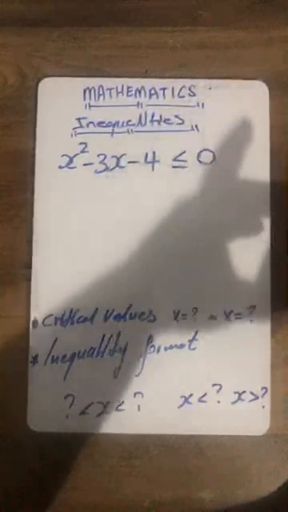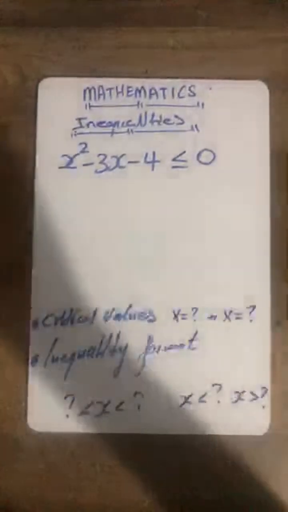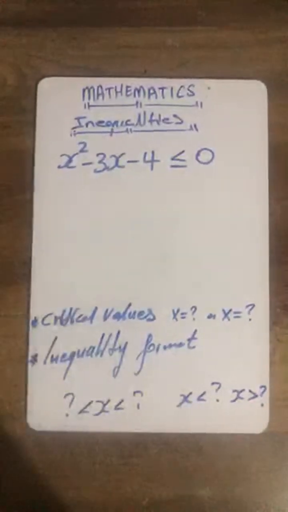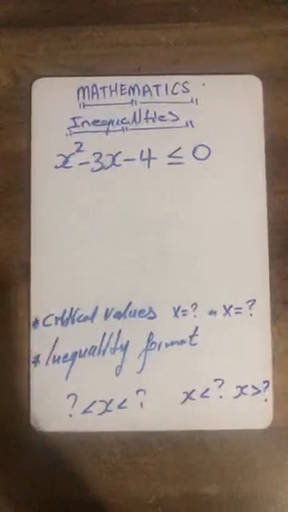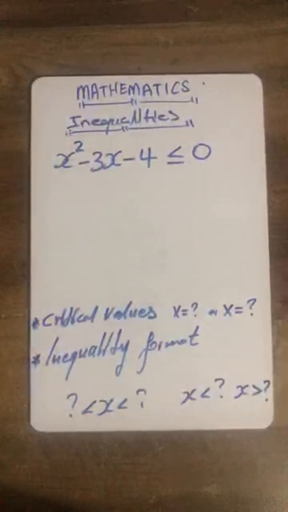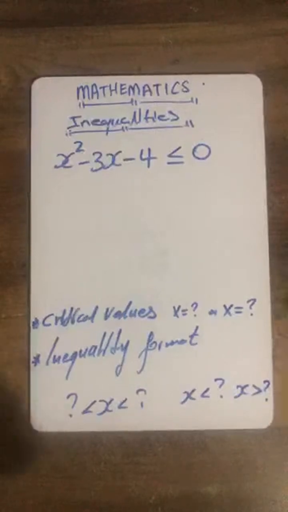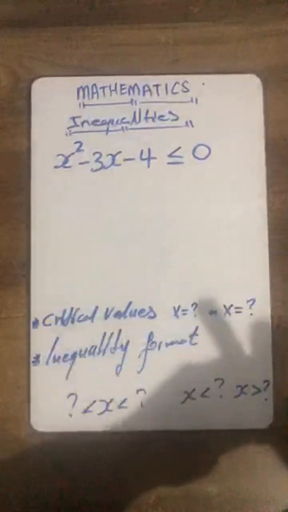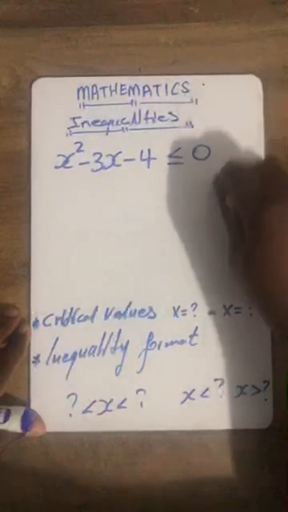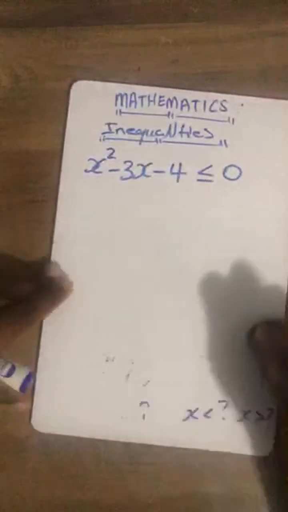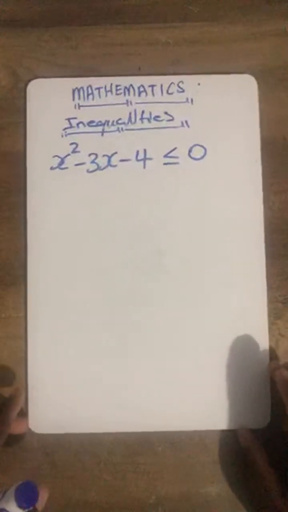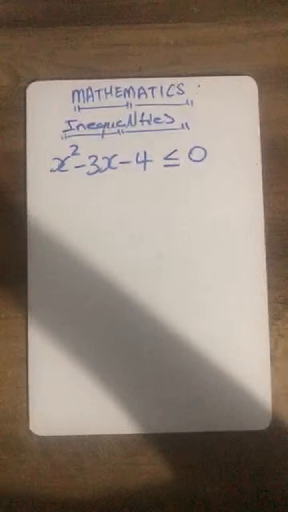Let's quickly work it out. Very quickly, let's work it out. So what I'm going to do now is to remove this, and then we try to work it out and see how far we can go with that one.